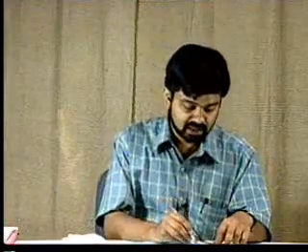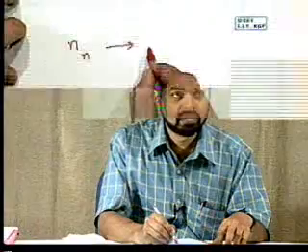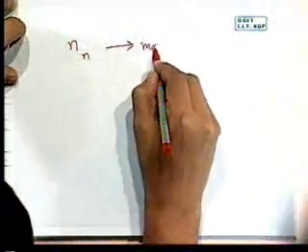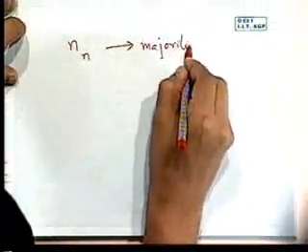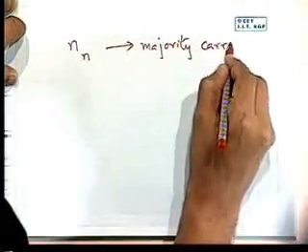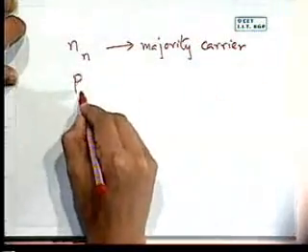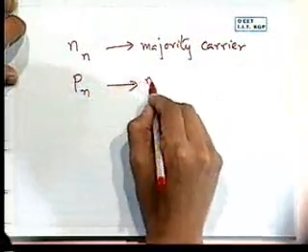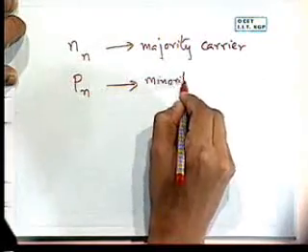Talking of an n-type semiconductor, n subscript n refers to the majority carrier in an n-type semiconductor, and correspondingly p subscript n refers to the minority carrier.